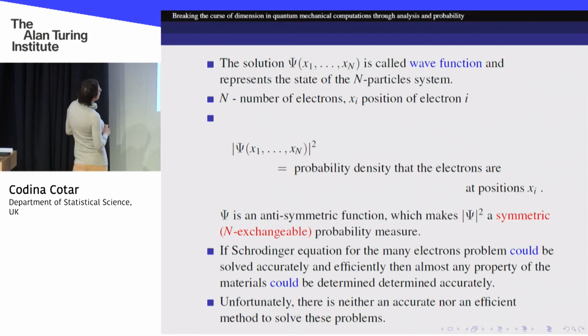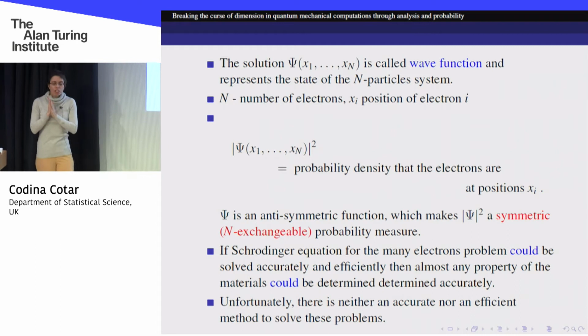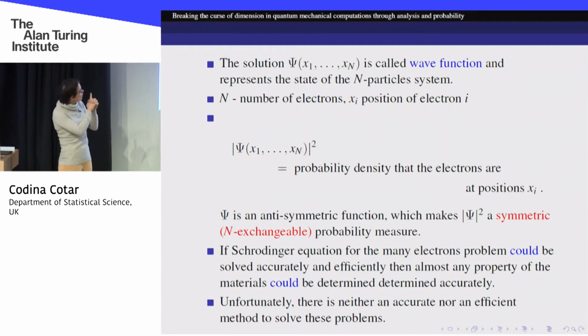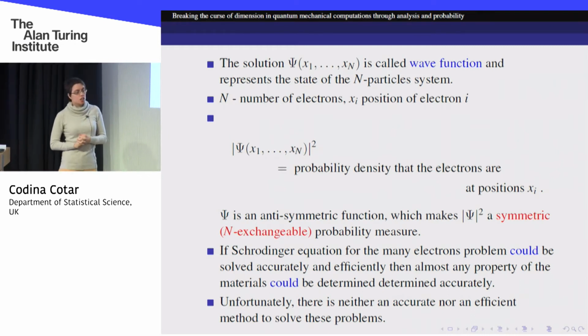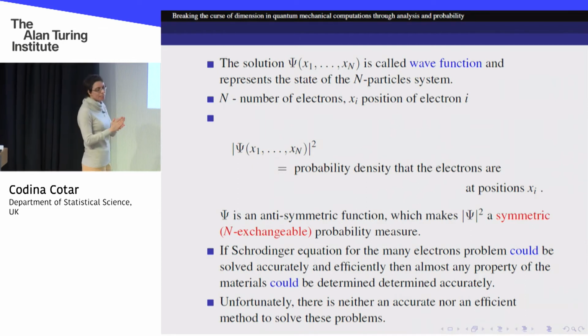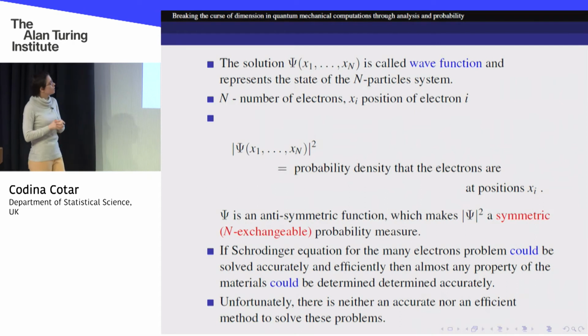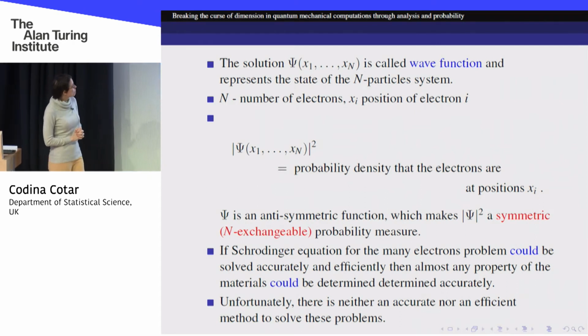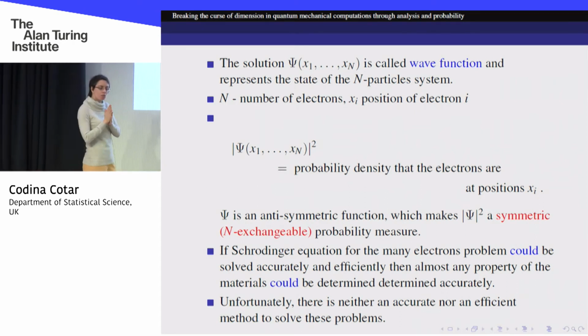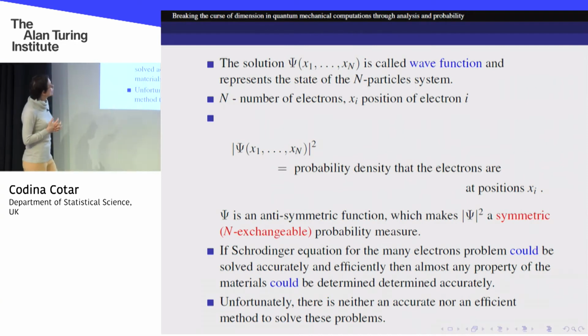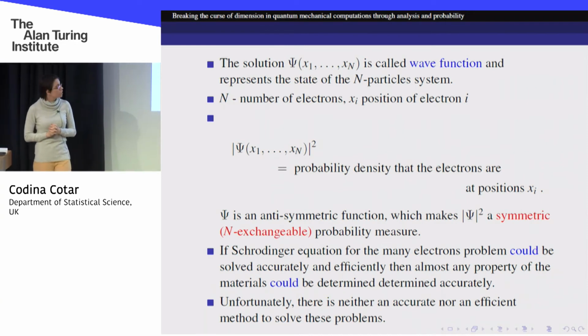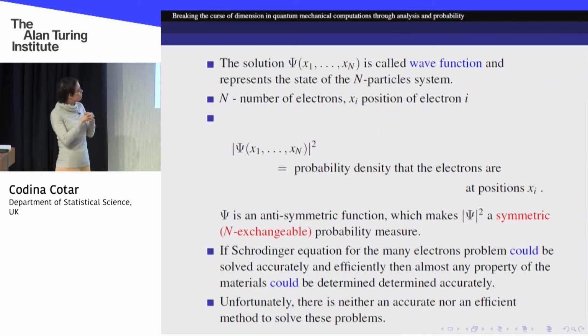Now, the wave function has a really cool property. If I take its absolute value and I square it, it becomes a probability density. And it's the probability that each electron i is at position x_i. Now, psi has some really nice properties from a probabilistic point of view. It is an antisymmetric function, which means that its absolute value squared is a symmetric function.